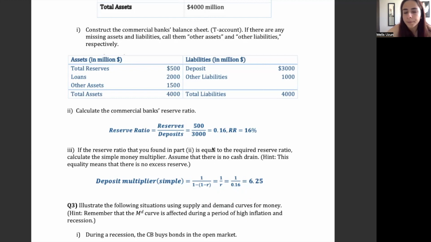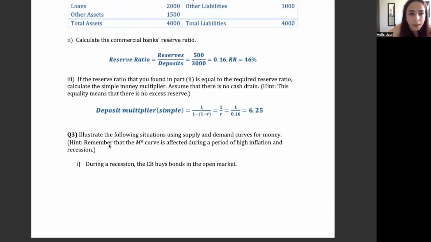So the crucial part in this question is that the required reserve ratio is equal to the reserve ratio, so there's no excess reserve. That is the important point. The third question asks us to illustrate the following situations using supply and demand curves for money. The first one asks: during a recession, the central bank buys bonds in the open market.